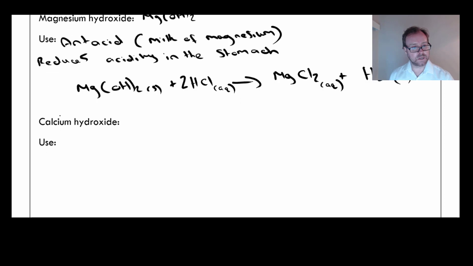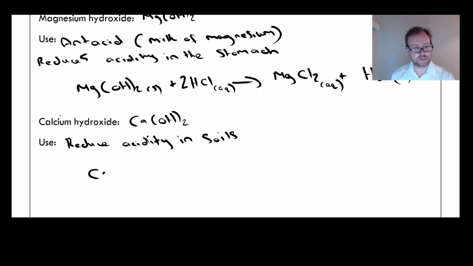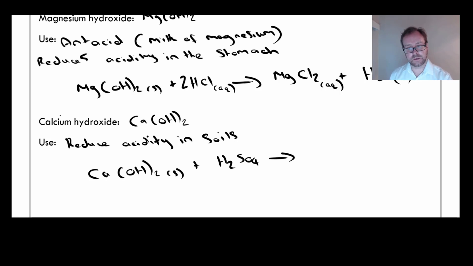Okay, calcium hydroxide. Its use is to reduce acidity in soils, and I'll give you an equation, you can fill it out this time. So we sprinkle some calcium hydroxide onto acidic soils. It's going to react with the acid in the soil. We'll say it's sulfuric acid, and I'll let you just have a go at completing this equation.